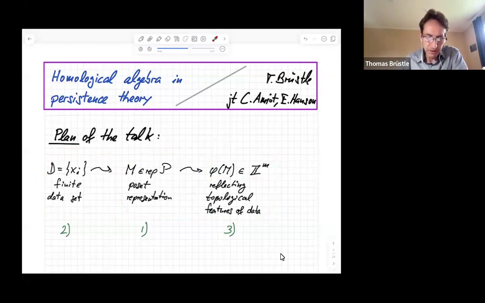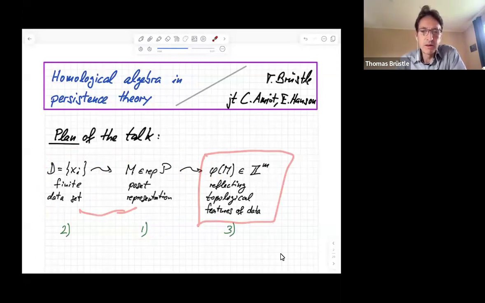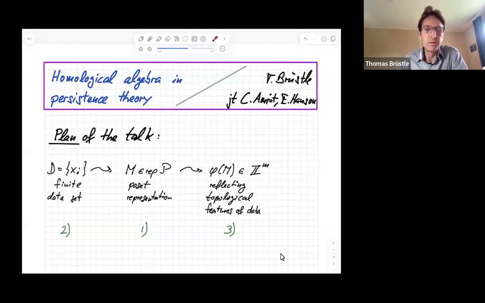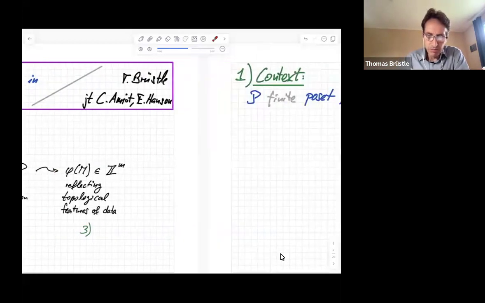First, I will talk about the general setup: what is a representation of a poset. Then I talk about this story: we start with a finite data set and attach a module to it. Then I spend most of the time on the last part, studying certain invariants which are associated to this module. Please feel free at any time, if you have questions, to raise your hand, write a message in the chat, or communicate in any other way you wish. So let's start.